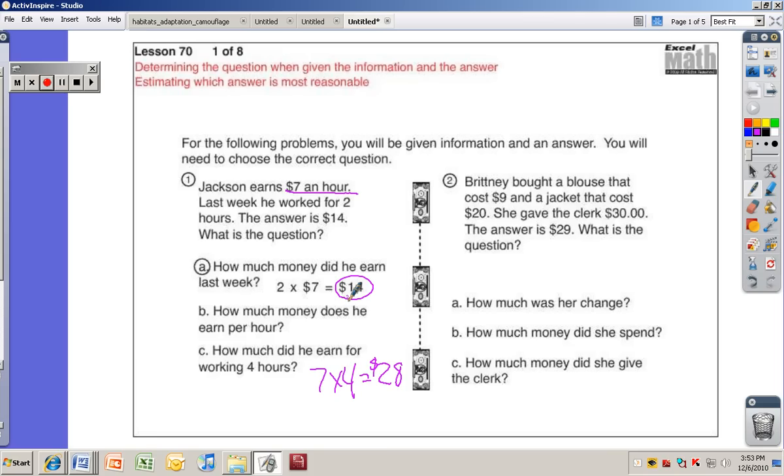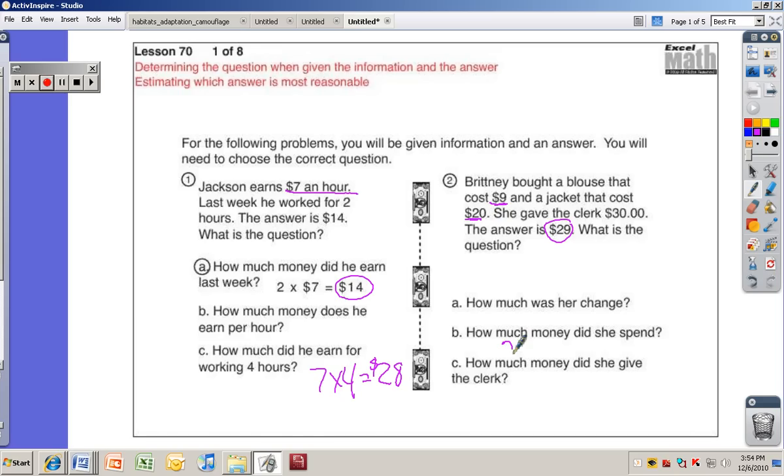Okay, Brittany bought a blouse that cost $9 and a jacket that cost $20. She gave the clerk $30. The answer is 29. What is the question? How much was her change? How much money did she spend? How much money did she give the clerk? Well, if the answer is 29, you can see that 9 and 20 makes 29. So if she buys these two things at $9 and $20, that sounds like how much she's spending.